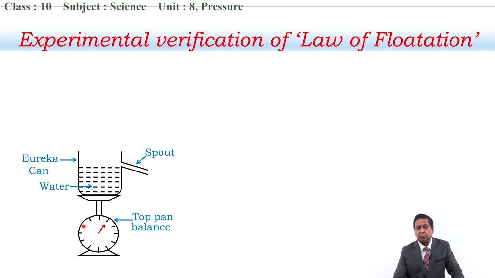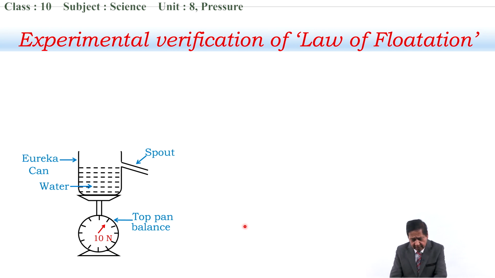Here it is shown by the pointer. Let's say at this time its weight is 10 Newton. The combined weight of the Eureka can and water is 10 Newton. Okay, we have to take a record. I mean to say, we are writing that the combined weight of the Eureka can and water is 10 Newton. We have to take this value.